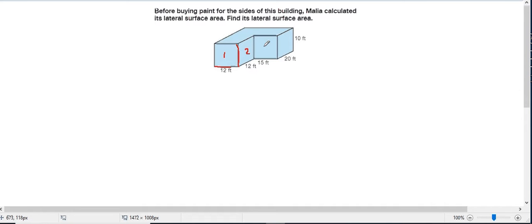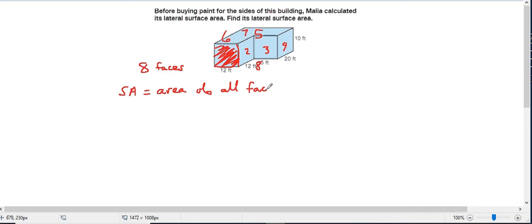Side number 1, side number 2, side number 3, 4. There's a big old side in the back. There are top and bottom. I think 8 total faces, or whatever you want to call them. So I don't like sides because it's two-dimensional, this is a face. There's 8 of those, and you can find the surface area by adding up the area of all the faces.